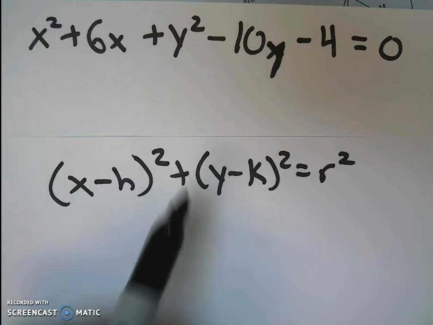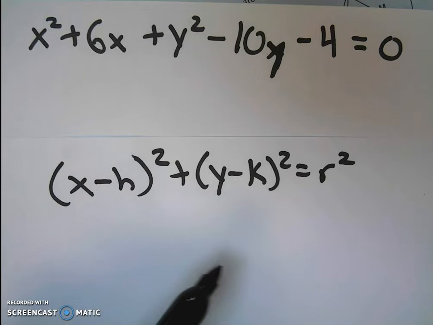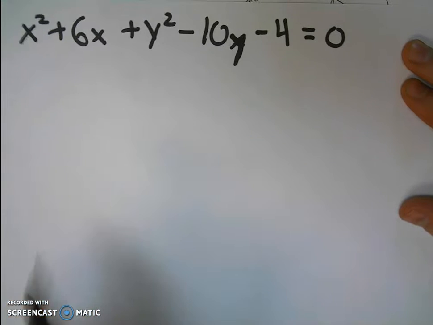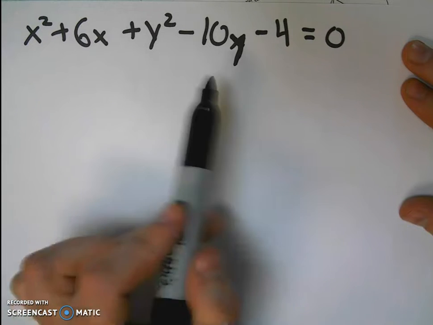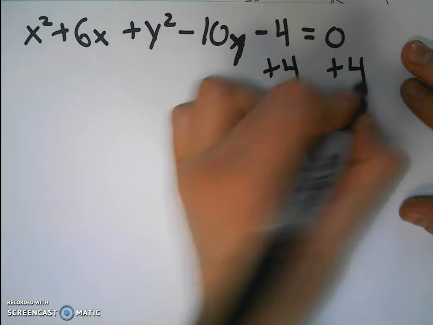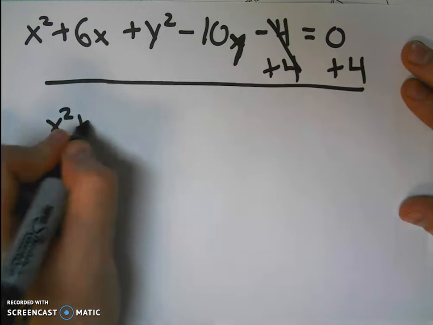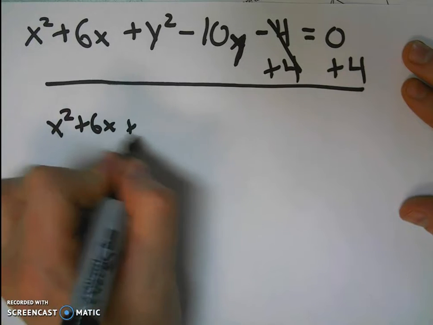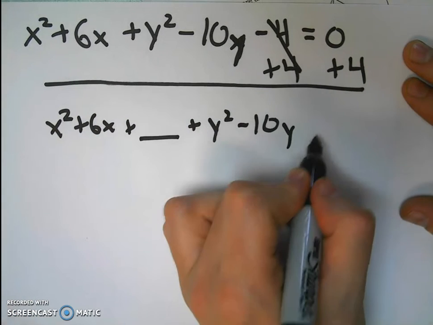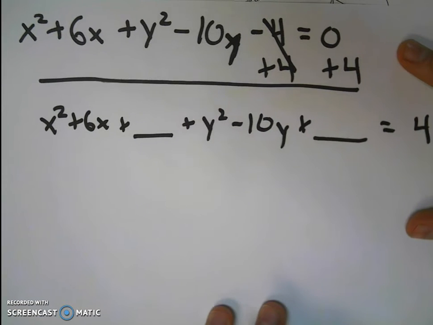I'm going to give you one example now of how to turn this equation into the equation of a circle using completing the square. So the first thing we're going to do is move any number that doesn't have a variable to the other side. In this case, it's going to be the 4. So we're going to add 4 to both sides. When we rewrite our equation, we want to leave a little space after the 6x and a little space after the 10y so that we have something to complete our square with.